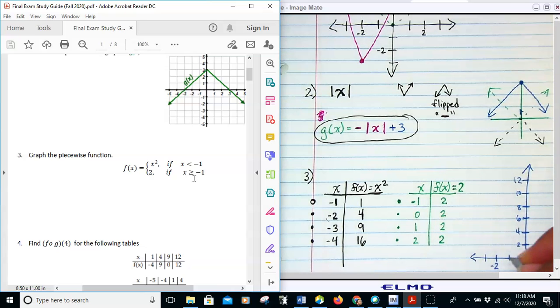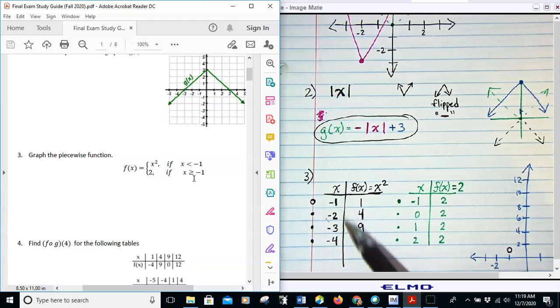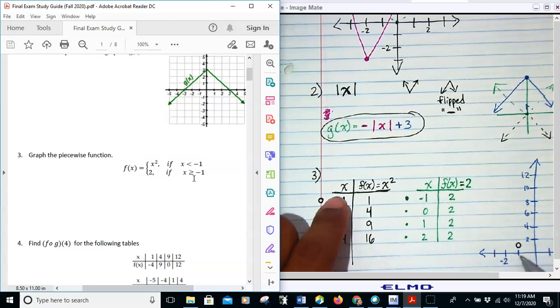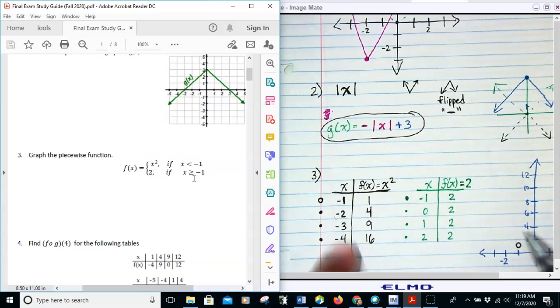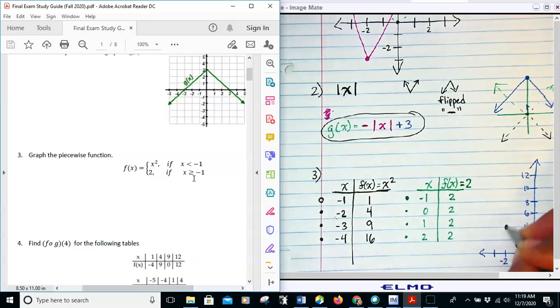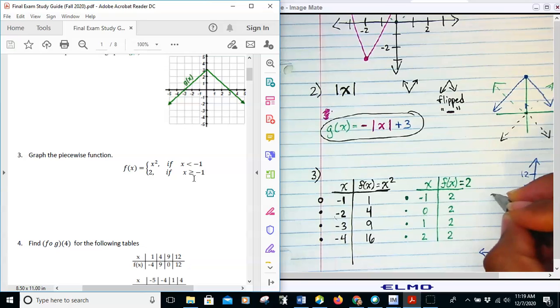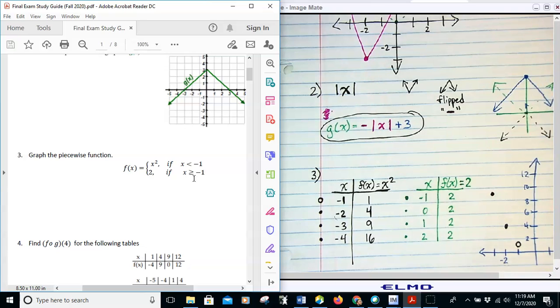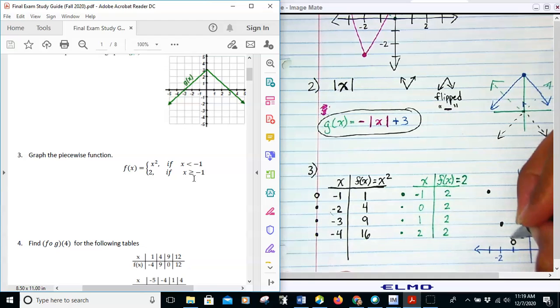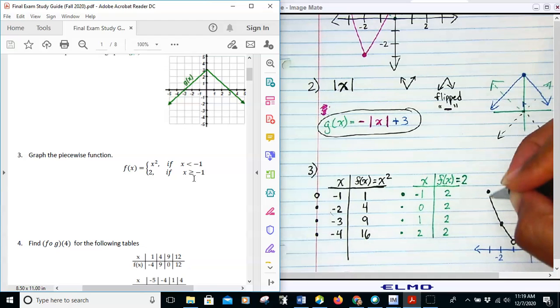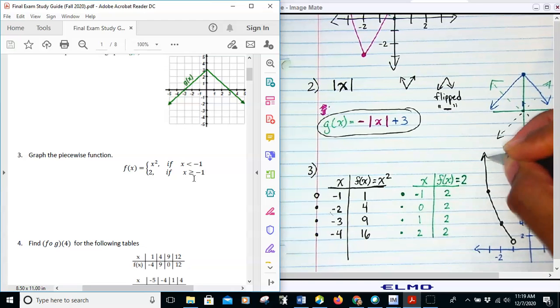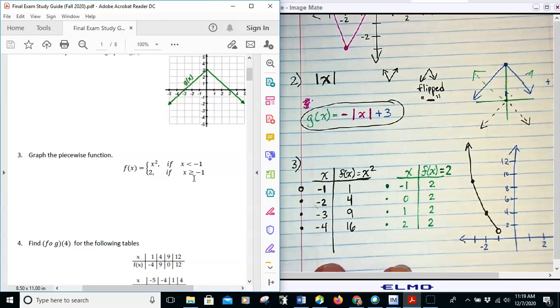Okay, so -1, +1, open circle there. -2, I'm sorry, we're doing this first table right here. So we're doing it in black. So -1, +1 was an open circle. All right, so -2, 4, -3, 9. So this is right here. 16 is going to go off the graph, so we're not going to graph that one. We're just going to keep it going. Cool. All right, and then it will go on forever because x is less than -1.